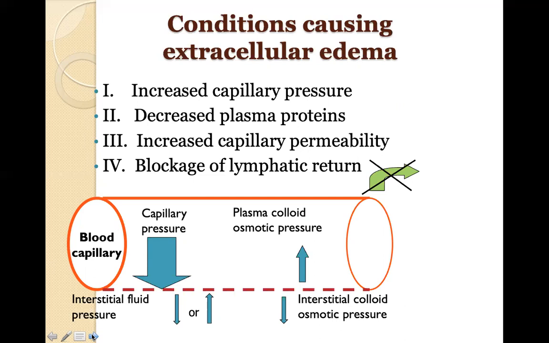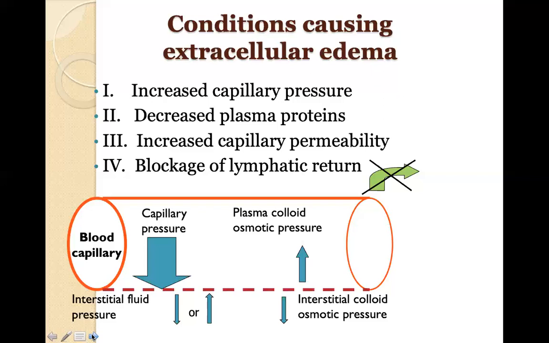And then finally, blockage of lymphatic return. Imagine that all four forces of Starling's equilibrium are normal, as we discussed a few minutes ago, but there's a blockage of lymphatic return such that those lymph vessels are unable in that particular region to remove the necessary fluid, proteins, and waste products. Then the net result will also be an increase in extracellular edema.